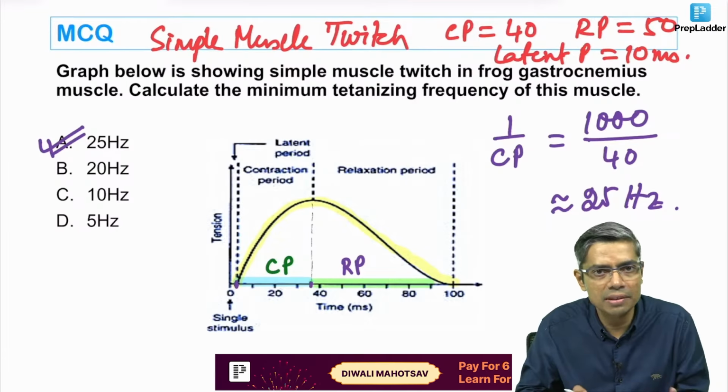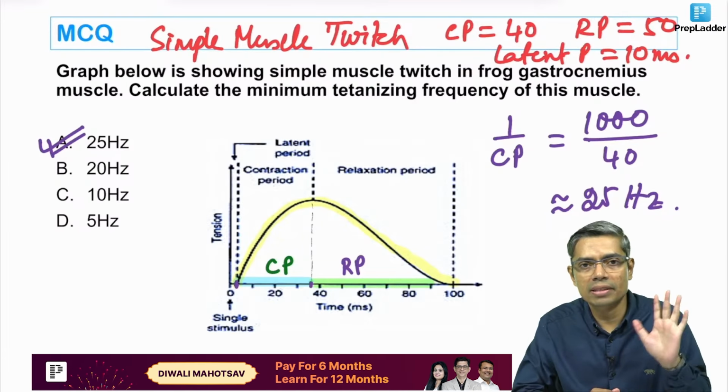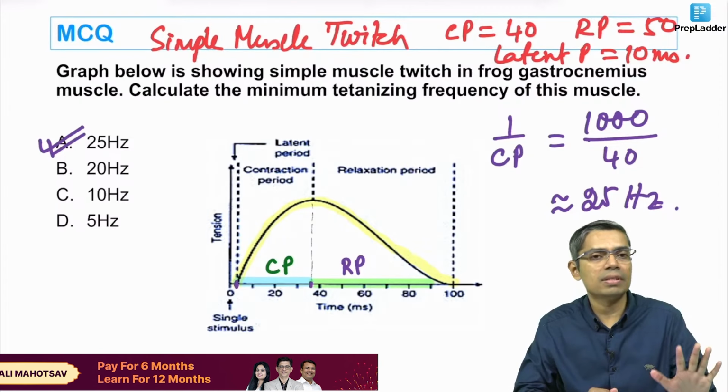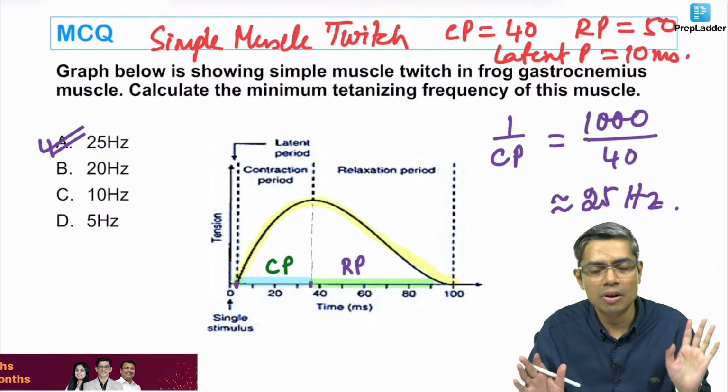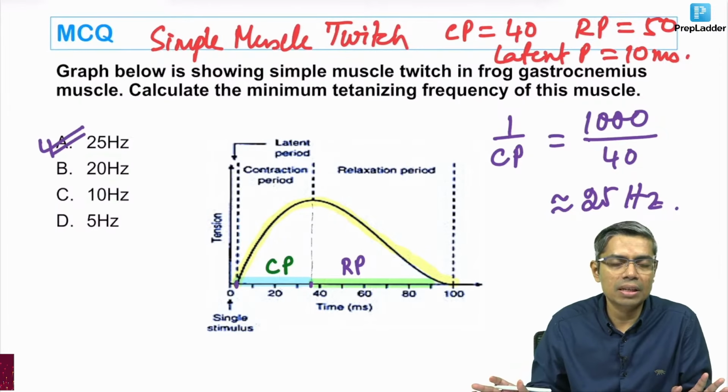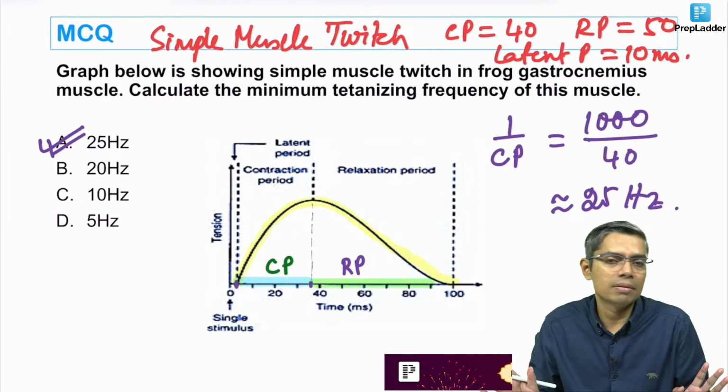You don't require relaxation period. You only require contraction period duration. So whatever is the contraction period, just divide 1000 upon the contraction period duration and you are going to get the minimum tetanizing frequency for the muscle.